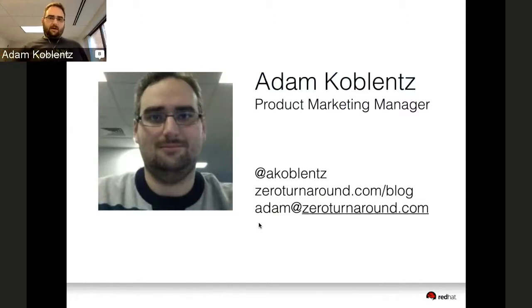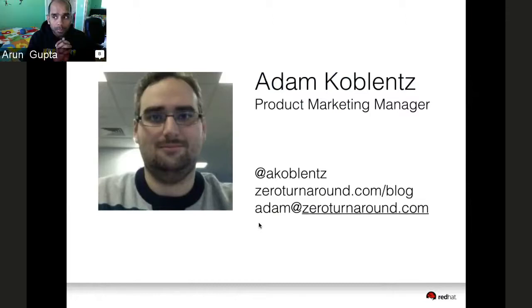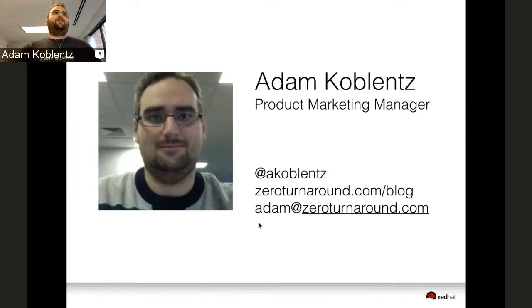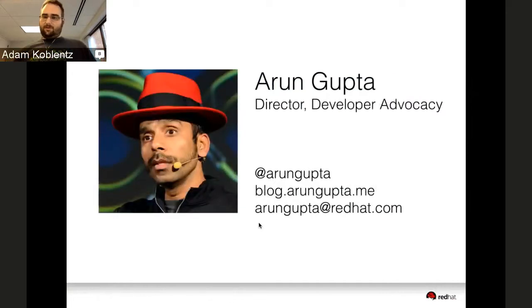Yeah. So my name is Adam Koblentz. I'm the product marketing manager for JRebel at ZeroTurnAround. I used to be a real professional developer. I actually wrote code for a living, one of those kind of guys, at a large investment bank in the US. And then I made my way through to here, where I helped bring awesome software to other developers that I wish I would have had when I was writing code.